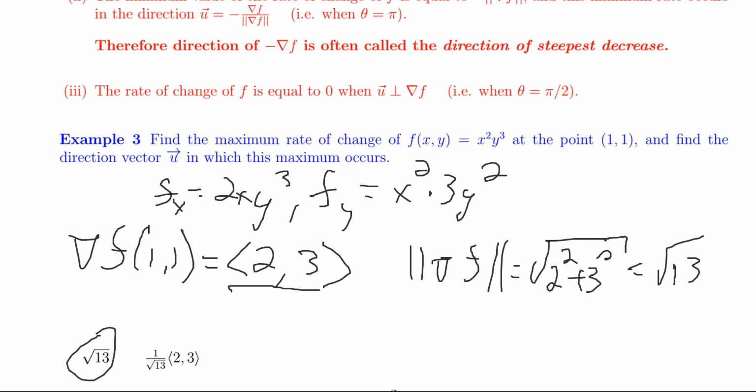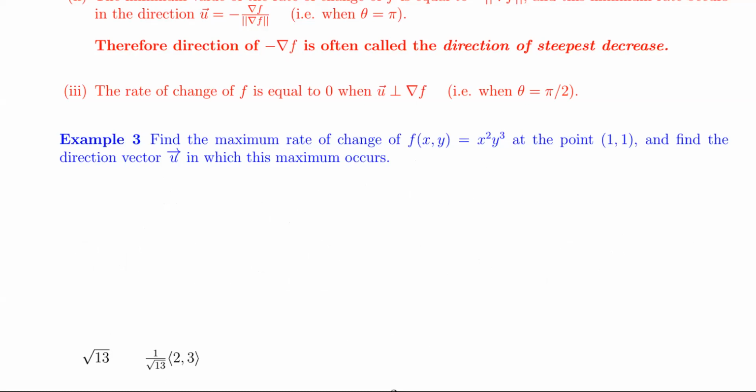We're asking for the direction vector u, so really we mean the unit vector here. So this is 2 over root 13, comma 3 over root 13. And that is the direction in which this maximum occurs, the unit vector in the direction of which this maximum occurs. All right, and that completes that problem.